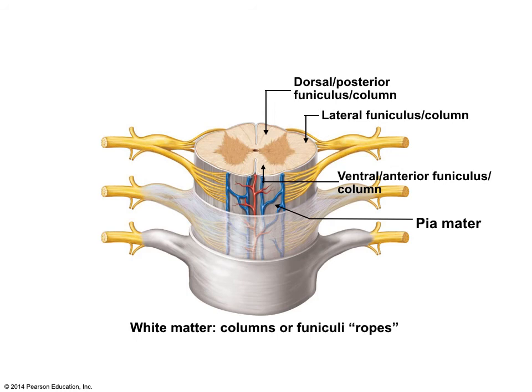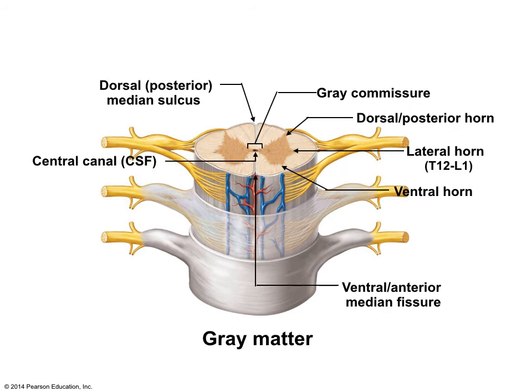Very simple here, using directional terms: dorsal, lateral, and ventral columns or funiculi. Again, gray matter is sort of in the form of a butterfly. The crossbar on that butterfly is the gray commissure. In the center of it is the central canal with the CSF. The gray matter is further subdivided into horns, extensions known as horns. Again, using directional terms, those would be dorsal, lateral, and ventral horns.